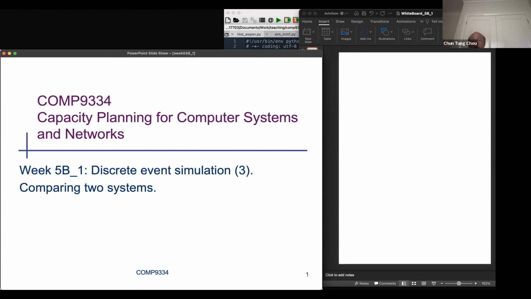So we will cover two topics today. Both of them are related with discrete event simulation. So the first topic that we're going to cover today is on comparing two systems.